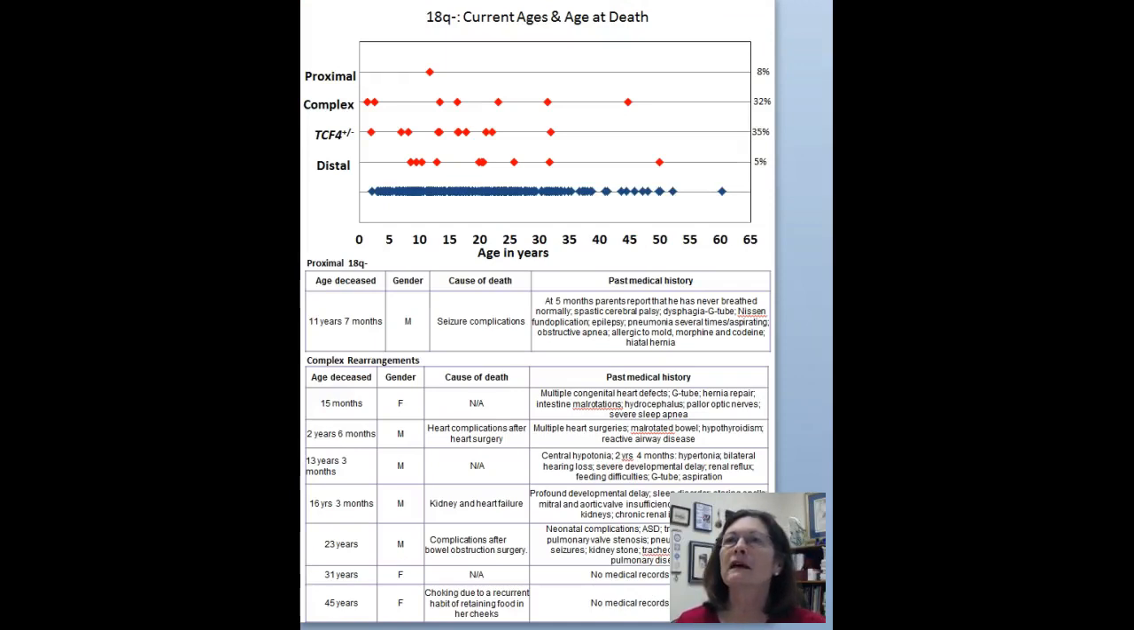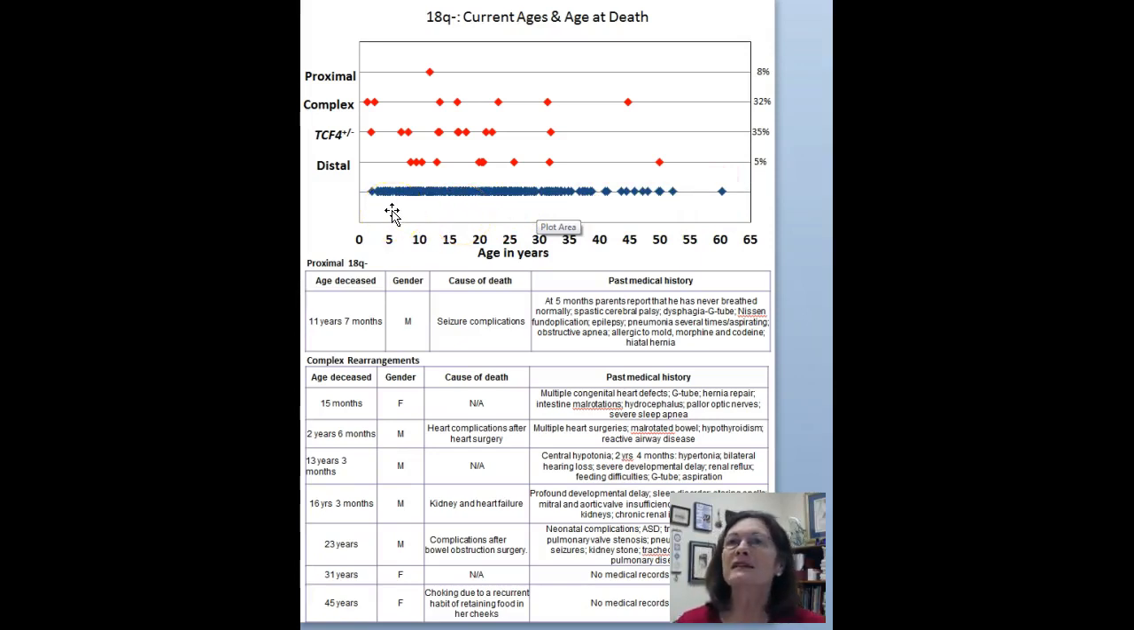And lastly, the age of death. And this is, again, broken out by which category of 18Q- the individuals have. We think this is really important information for all the families to have. So down here across the bottom, every blue diamond is an individual with 18Q- and their current age. There are about 350 people here, and you can see they tend to be a pretty young group. For the most part, they're under about 40. We don't really have very many older individuals enrolled in the study.